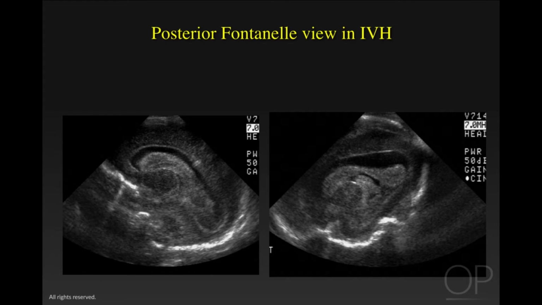Here is an example of an image of a premature infant with intracranial intraventricular hemorrhage. The image on the left of the screen is obtained through the anterior fontanelle. With the patient in the same position, we can see, using the image on the right, obtained through the posterior fontanelle, that one can see the posterior aspect of the periventricular white matter as well as the atrium of the lateral ventricle much better using this approach.